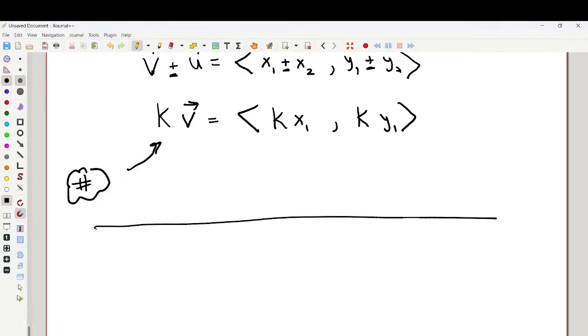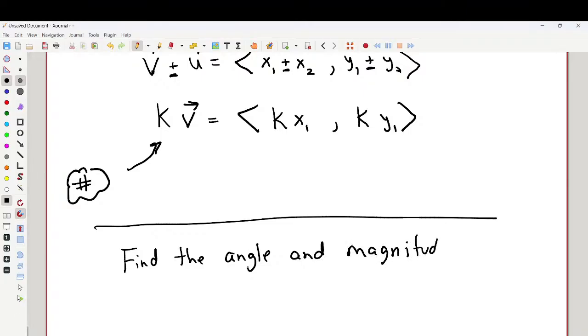While it's on my mind, find the angle and magnitude of, let's say, -12, +12.